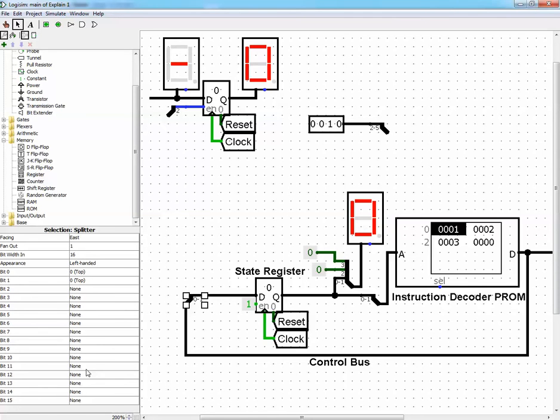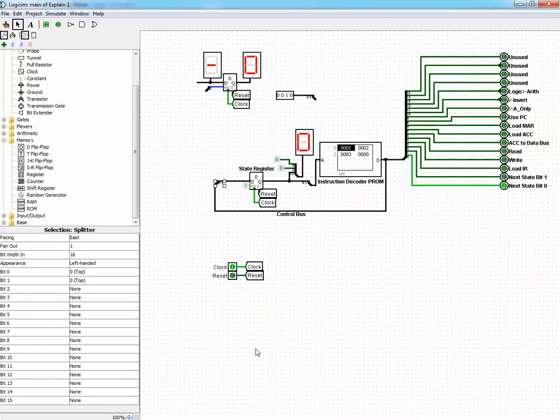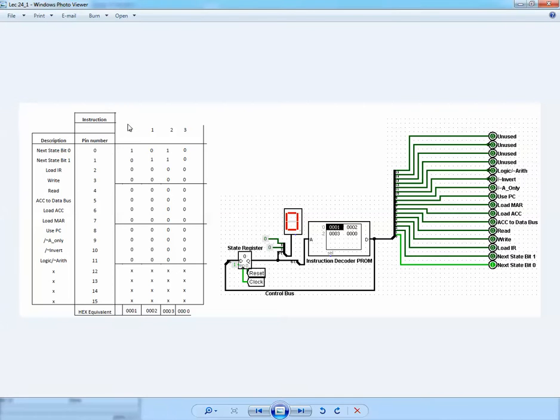This is the same as if you had connected these 2 bits directly to the input of the state register, but we have done it through this splitter, which is basically the same. It doesn't really matter that much. So this is what we have done, and let's get back to our schematic here.